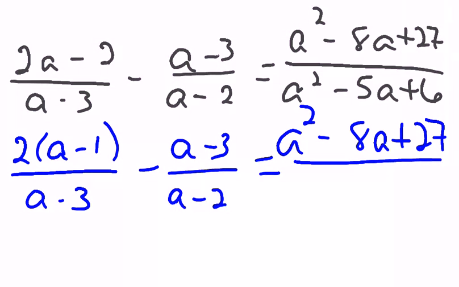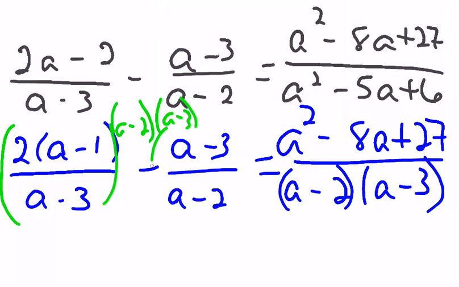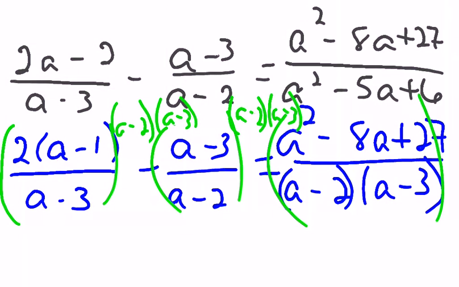Now on the bottom, we need factors of 6 that add to 5. So that would be 2 and 3. Now we need to look at our denominators. So we have an a minus 3, an a minus 2, and an a minus 2 times a minus 3. So we actually want to multiply each and every one by the a minus 2, a minus 3. Same thing.